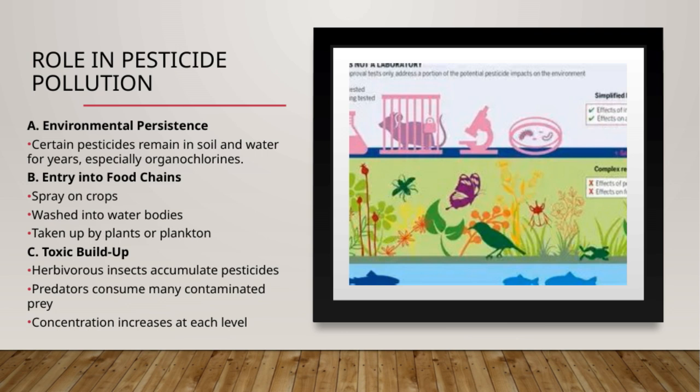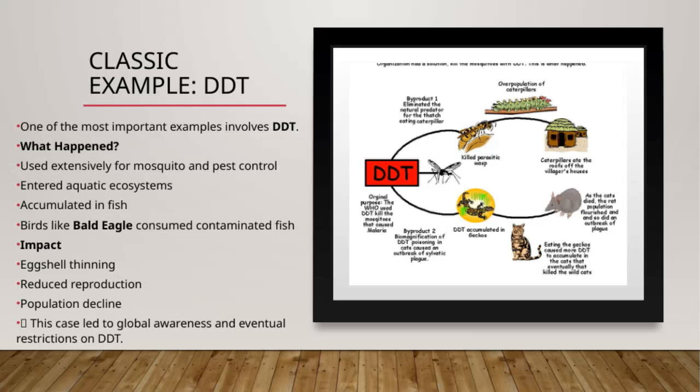Moving on to toxic buildup, herbivorous insects that feed on contaminated plants can accumulate these pesticides in their bodies. Predators that eat these insects, in turn, consume many contaminated prey. This leads to an increase in pesticide concentration as we move up each level of the food chain. Overall, these processes highlight how pesticides persist and magnify through the environment, contributing significantly to pesticide pollution and its broader ecological impact. One of the most important examples we look at involves DDT.